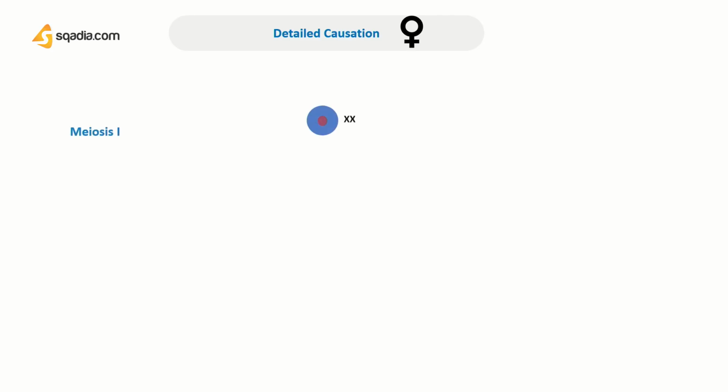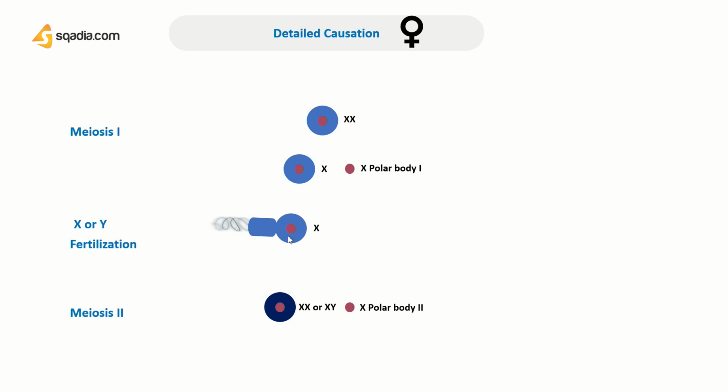In the normal mechanism in a female at the level of meiosis 1, there is a formation of an oocyte carrying one of the X chromosomes, and on the other hand, we have a polar body which is carrying the other X chromosome. After fertilization with the sperm, the genetic makeup could either be an XX or it could be an XY for the males.